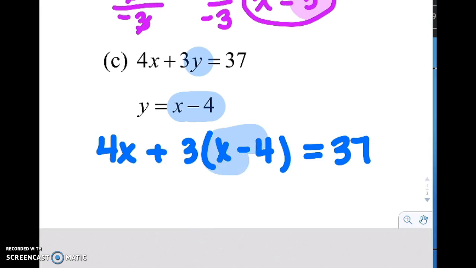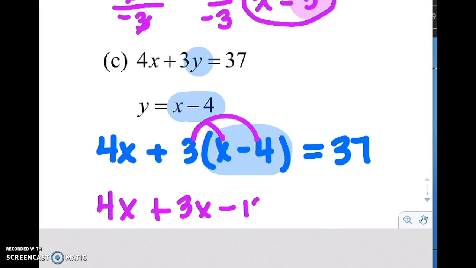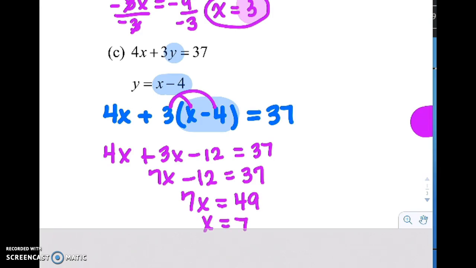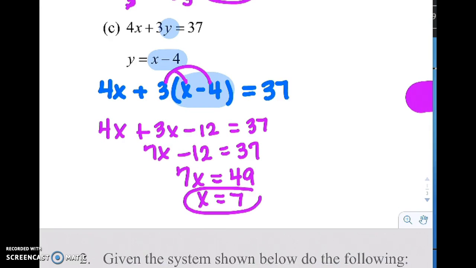And just be careful. We want to set it up and put it in parentheses so that you distribute properly. So when I distribute, I get 4x plus 3x minus 12 equals 37. I'm going to quickly solve this. We're going to add 4x and 3x to get 7x minus 12 equals 37. I'm not going to show this step, but when we add 12 to both sides, we get 7x equals 49, and I divide by 7 to get an x value of 7.